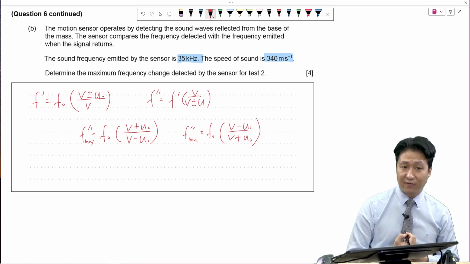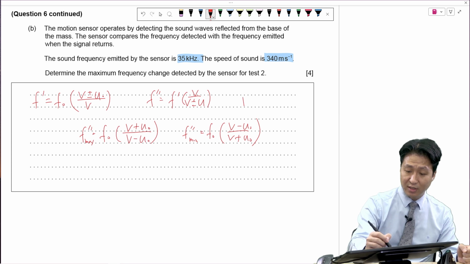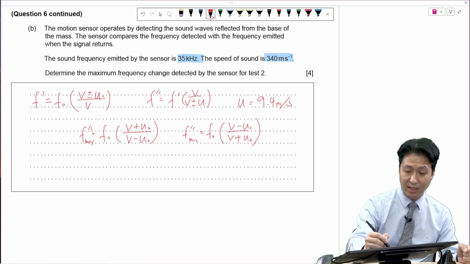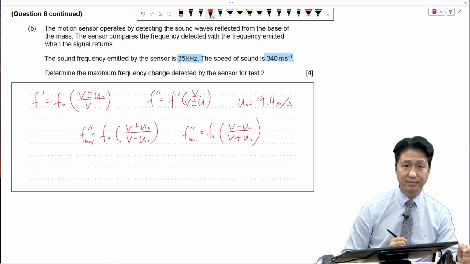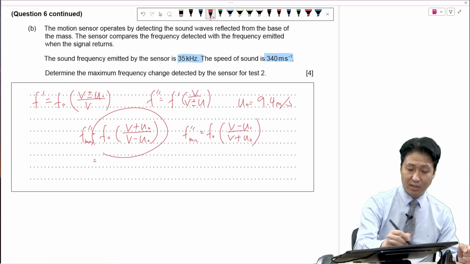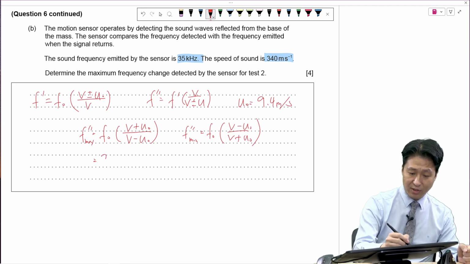If you look at the graphs, it reads that in test 2, the velocity would be at a maximum of 9.4 meters per second. This is the velocity of the mass, so we're going to use U0. Using these values here, you get that it would be 37 kilohertz.